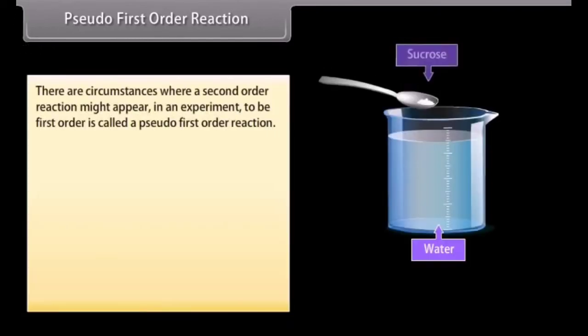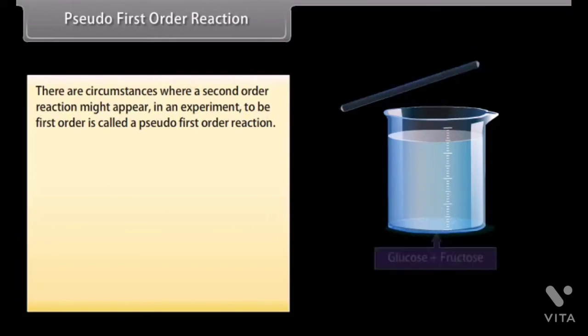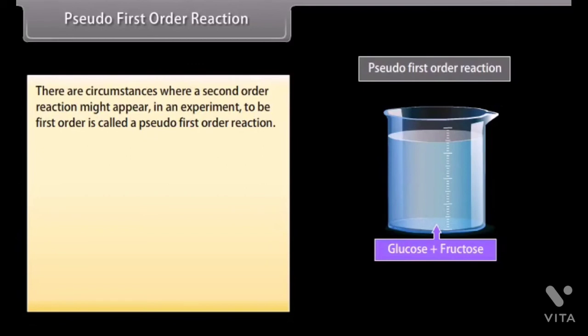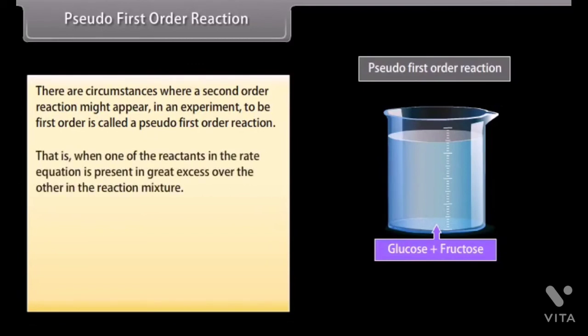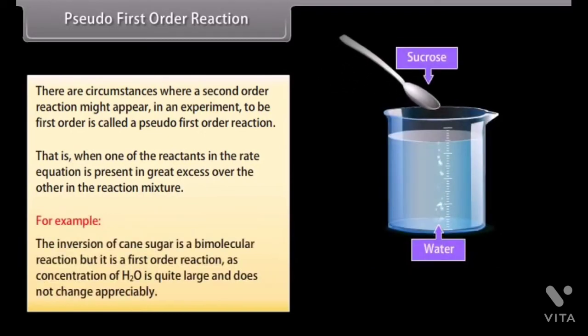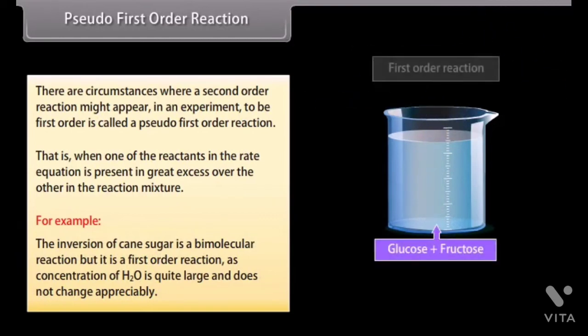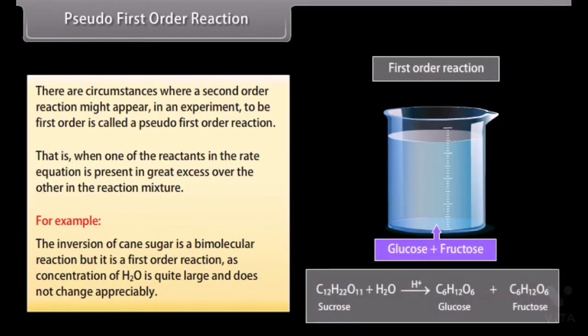Pseudo first-order reaction. There are circumstances where a second-order reaction might appear in an experiment to be first-order. This is called a pseudo first-order reaction. That is, when one of the reactants in the rate equation is present in great excess over the other in the reaction mixture. For example, the inversion of cane sugar is a bimolecular reaction, but it is a first-order reaction as the concentration of H2O is quite large and does not change appreciably.